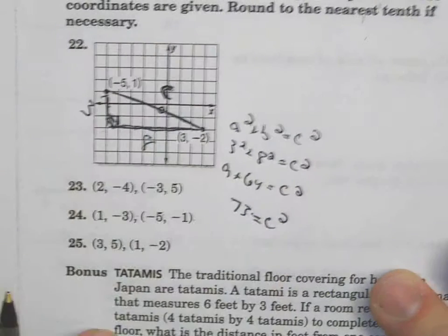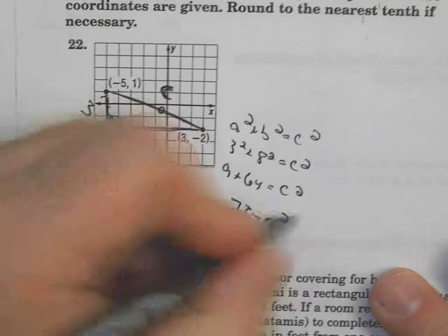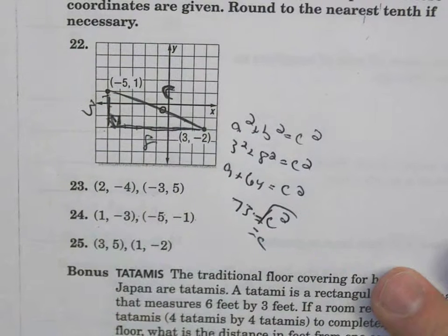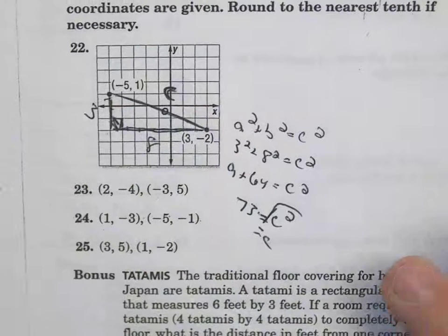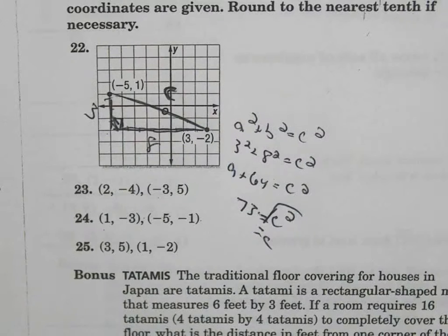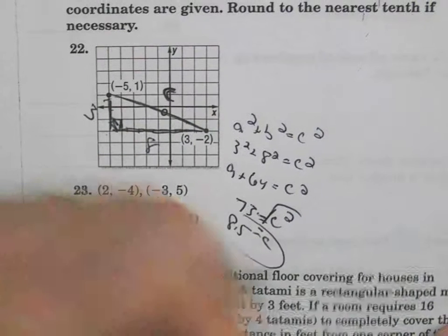No. Now, who can tell me what's the square root of 73 to get it down to C? What's the square root of 73 rounded to the 10th place? Rounded to the 10th place. Jay. You're awesome. 8.5 is working on that.